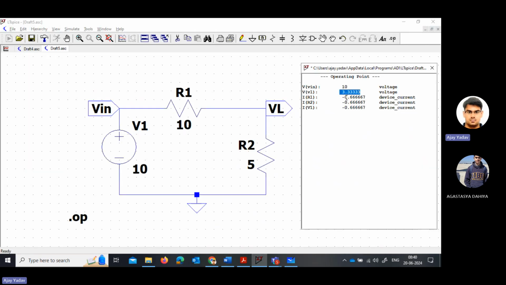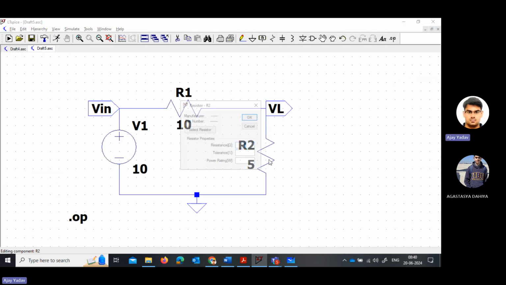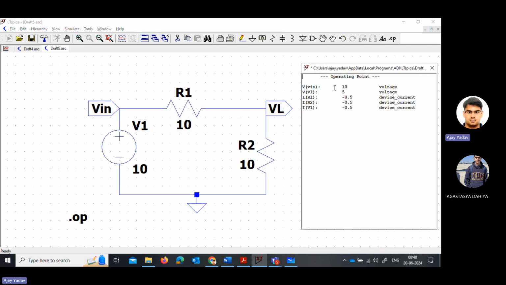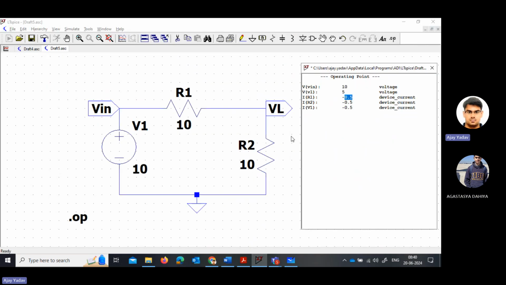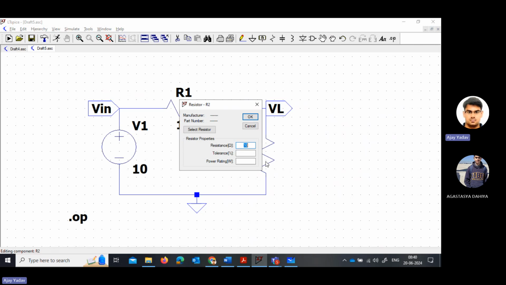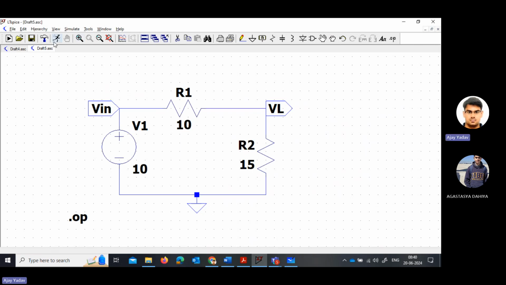Now, if you increase the value of this load resistance to 10 ohm and simulate again, you will find that the voltage has increased to 5 volts and the current is 0.5. So when the load resistance is 10 ohm, voltage is 5 and current is 0.5, so you have a power of 2.5. Similarly, we can increase the value to 15 ohm, and then you simulate this.